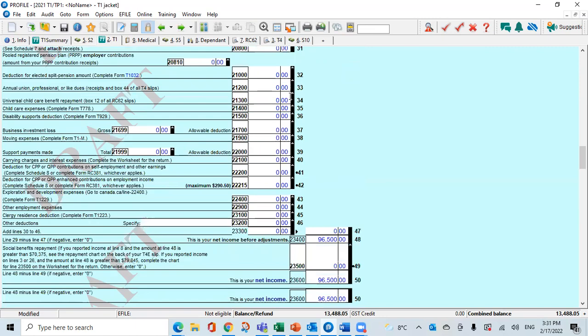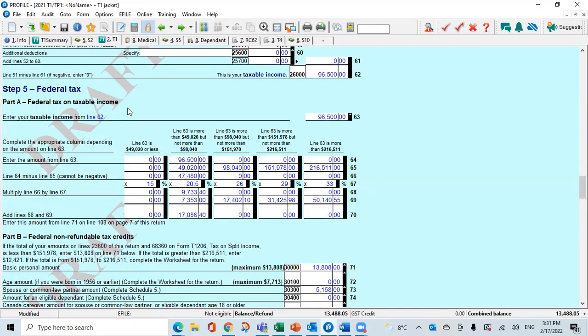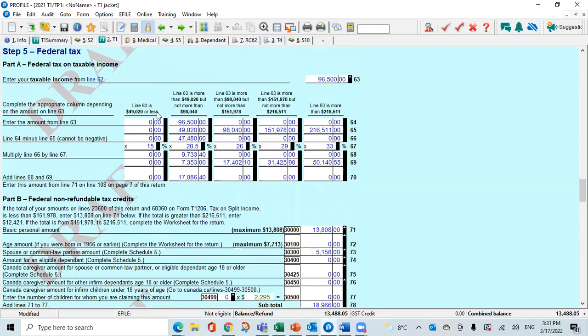Now we move on to the credit or the payable first, actually. So we could see the federal tax payable. We see the different income brackets, right? So we have from 15% to 33%. Now we could see that her total income is 96500, so it falls into the second bracket. I mean, first bracket actually. So we use 96500, deduct the 49020, and the 47480 will go to the 20.5%.